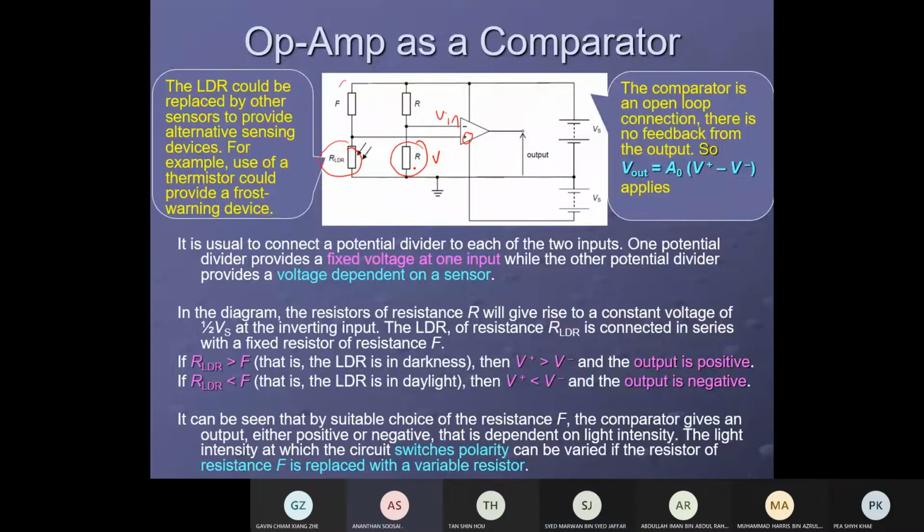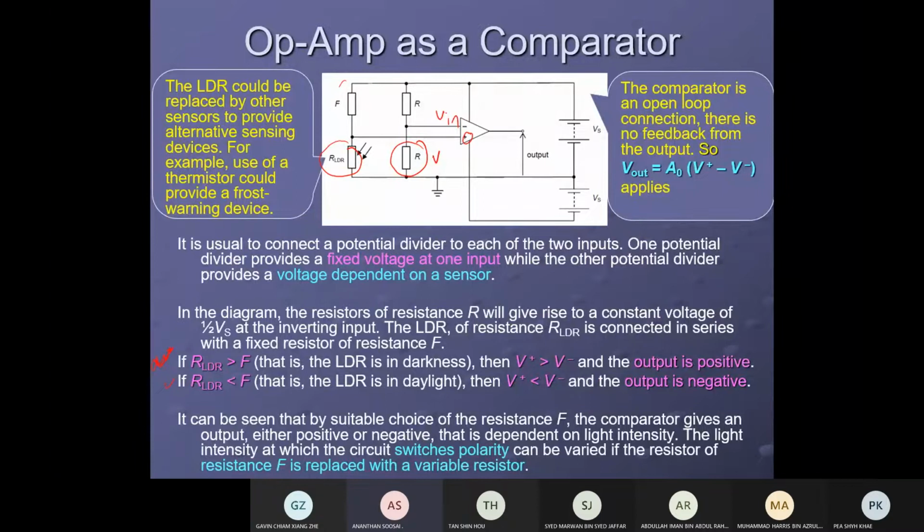In the exam, we go back to the original circuit. They will ask, when light intensity is high, what happens to the output? 3 marks. You can write like this: when light intensity is high, resistance drops. When the resistance of the LDR is smaller than F, the LDR is in daylight, then V positive will be smaller than V negative, and output is negative.